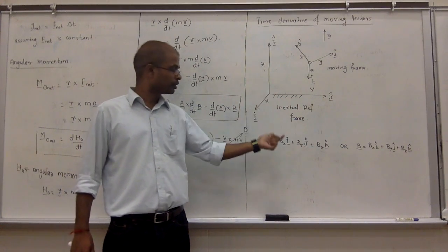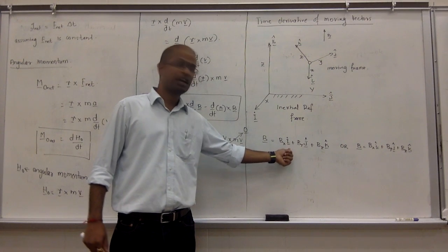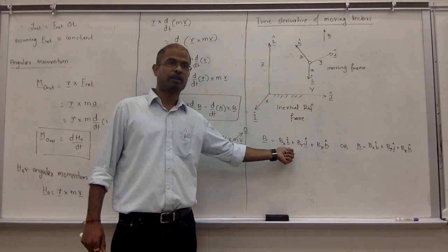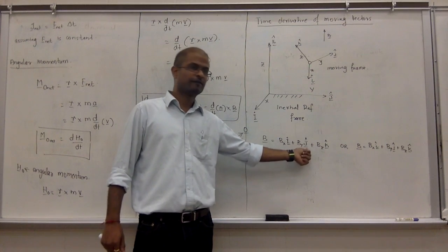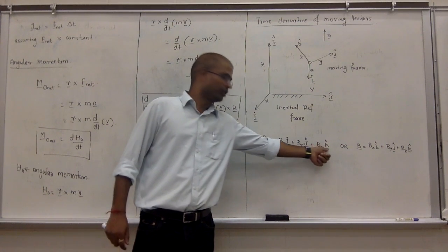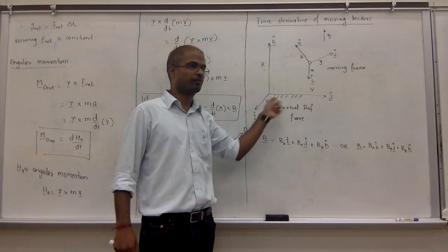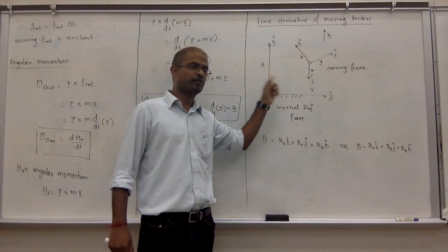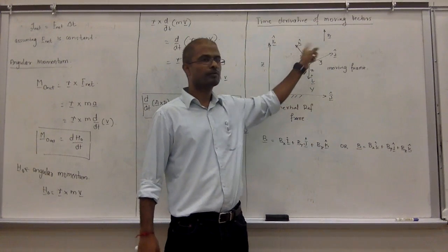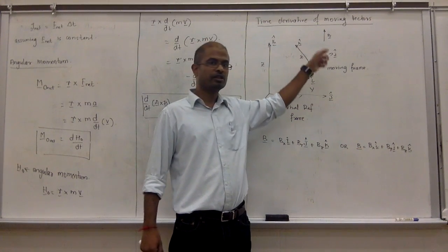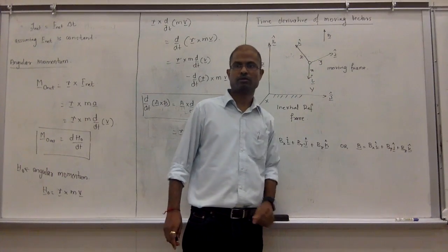So the components are bx in cap I direction, by in cap j, bz in cap k. This vector is coordinatized in this reference frame. The components are in this reference frame. Here, it's coordinatized in this other reference frame. So you see these are small i, j, k.